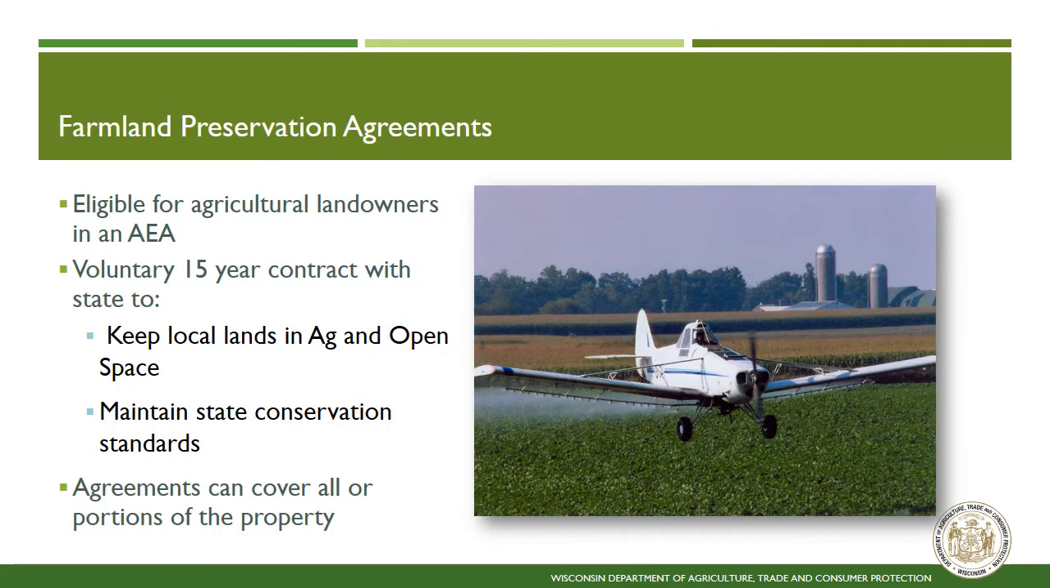Farmland preservation agreements are voluntary 15-year contracts landowners make with the state. In these agreements, landowners commit to keeping their land in agricultural production and undeveloped open space while maintaining state soil and water conservation standards for the duration of the agreement. In return, they may be eligible to claim the farmland preservation tax credit. There is no limit on the number of acres that can be enrolled in an agreement. A landowner may choose to include all or a portion of their land in an agreement.